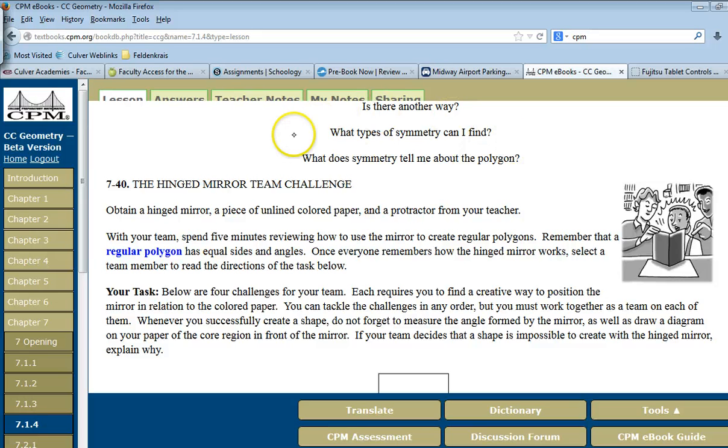What types of symmetry can I find? You were using reflection symmetry, and in some cases even rotational symmetry. And what does the symmetry tell me about the polygon? And that's an important question. What does the symmetry tell me about the polygon?